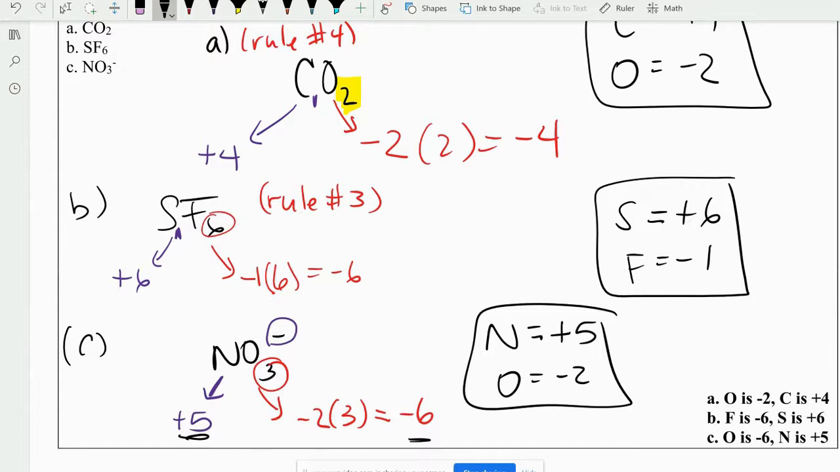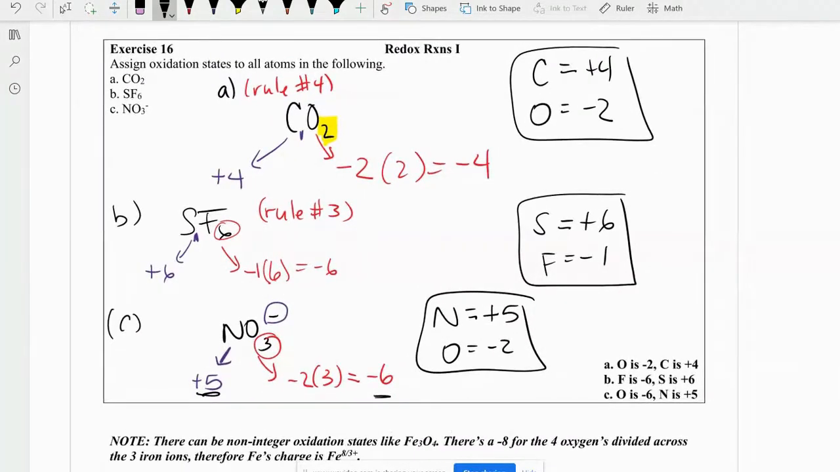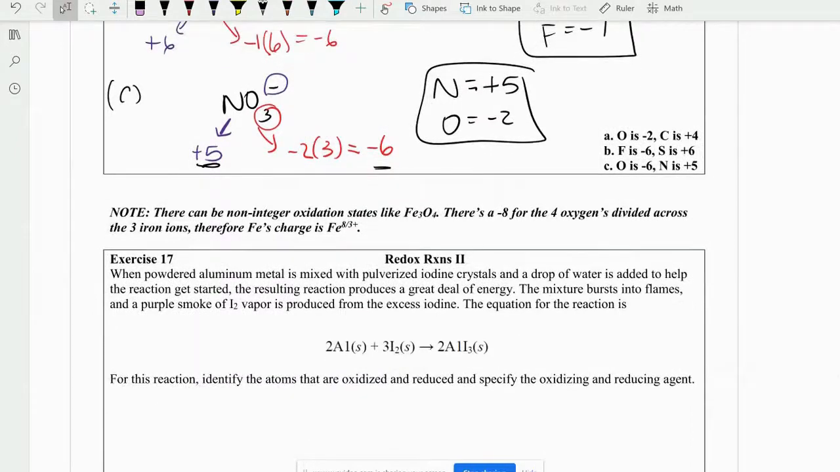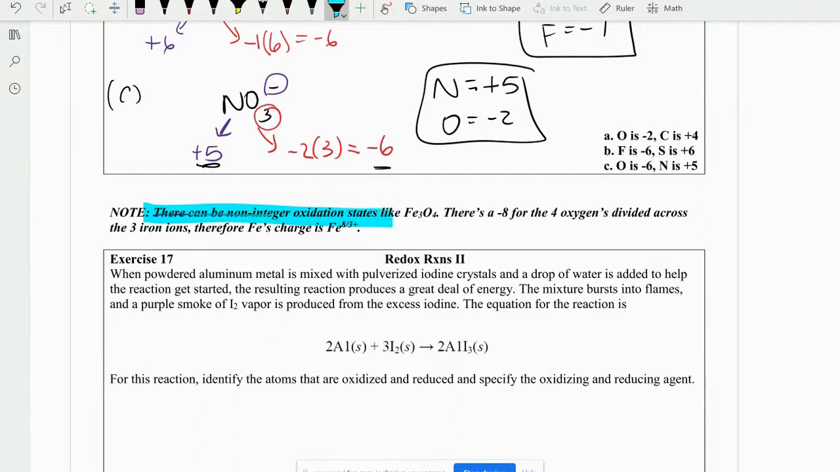Okay, hopefully that's pretty straightforward. You are going to get some practice with that. Again, really knowing basic charge rules will help you here. Make a note. There can be a non-integer oxidation state. For example, in iron oxide, there's going to be a -8 for the 4 oxygens, and it's going to be divided across the 3 iron ions. Okay, so let me go ahead and show you really quick. A non-integer, you guys, is not a whole number. That's what that means.